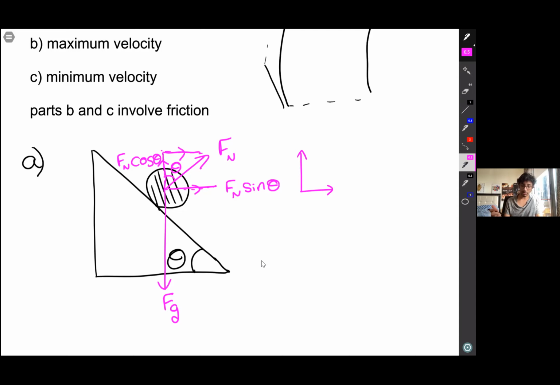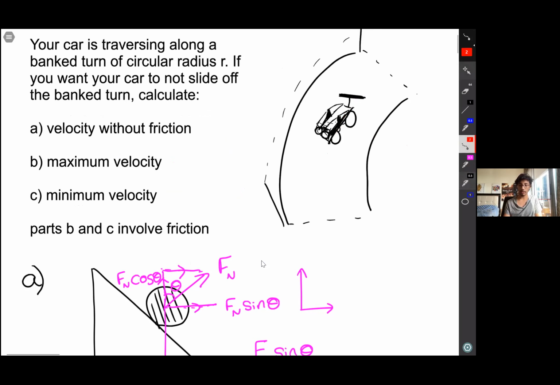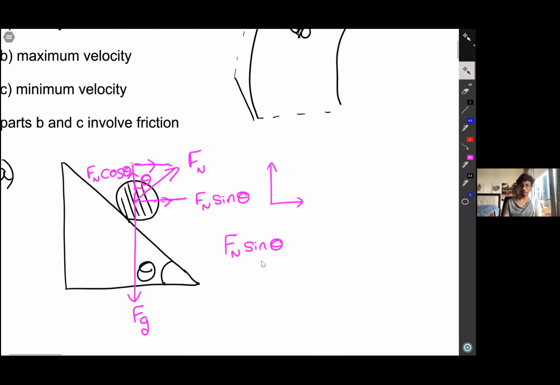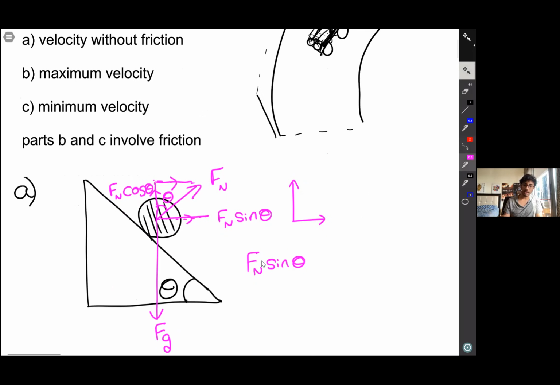The force acting horizontally, Fn sine theta, acts as a centripetal force on the car. If the car is going around and there is a force pulling it towards the center, that's centripetal force, and the force pulling it towards the center is the horizontal force, Fn sine theta. So we can set that equal to the centripetal force, which is mv squared over r.